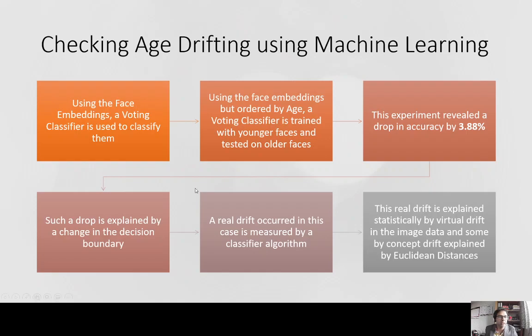We know that a voting classifier is used to classify them. Then using face embeddings ordered by age, a voting classifier is trained with younger faces and tested on older faces. The experiment revealed a drop in accuracy by 3.88%, which is due to the age drifting. Such a drop is explained by a change in decision boundary. The real drift that occurred in this case is measured by a classifier algorithm. The real drift is explained statistically by virtual drift in the image data, and partly by concept drift explained by Euclidean distances, which we can refer to.